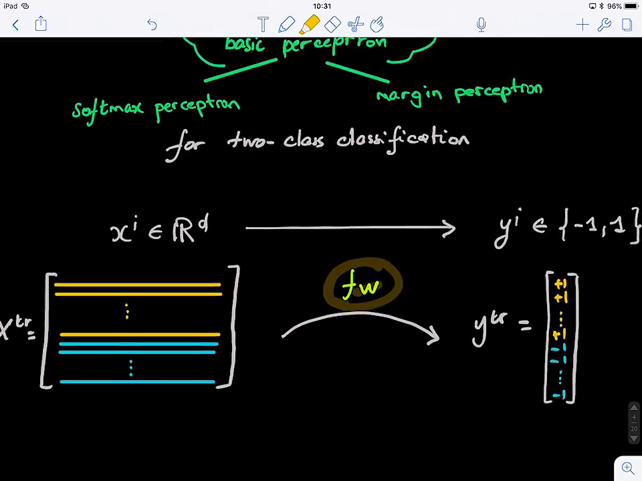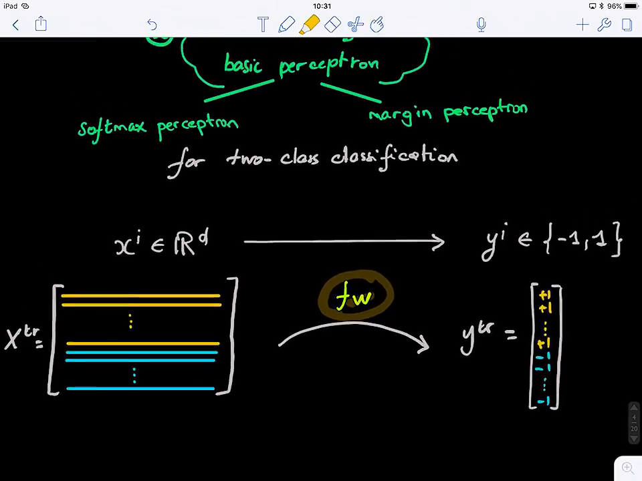And what do we have here? Basically we have our training set. These are our training samples. They have many features. Each training sample x_i belongs to R^D, so it has D features. And we have two classes: the yellow class and the blue class.